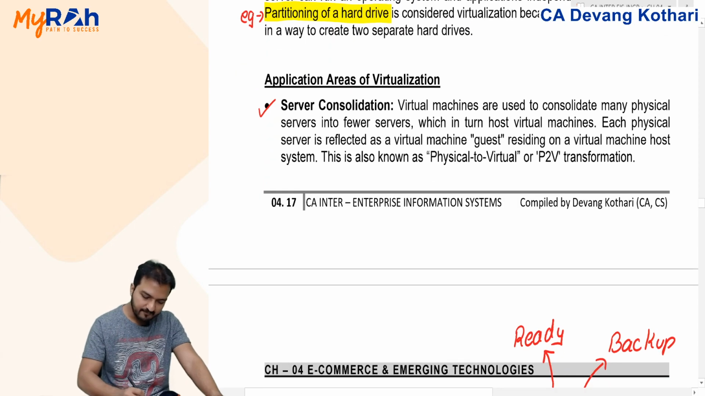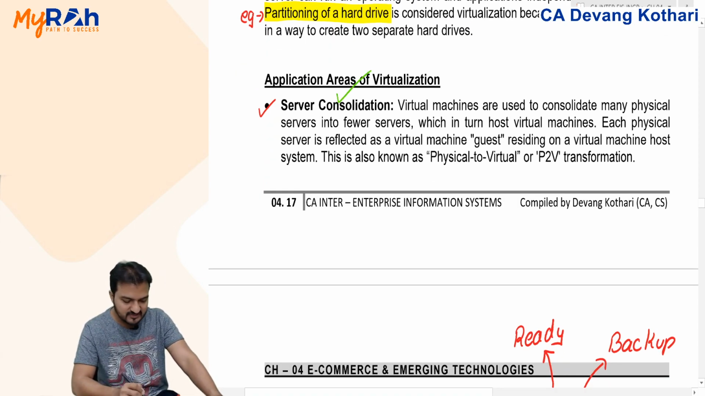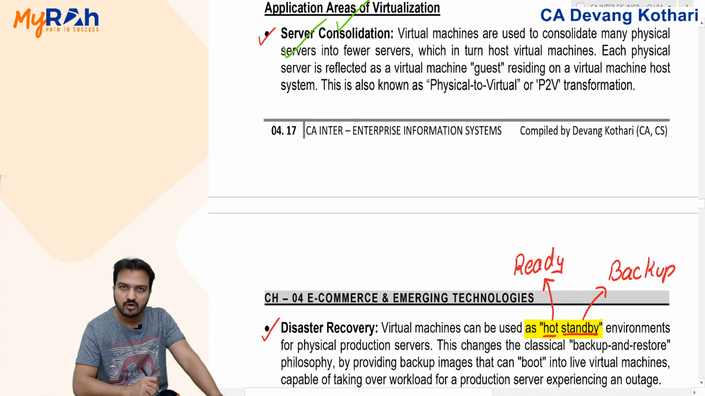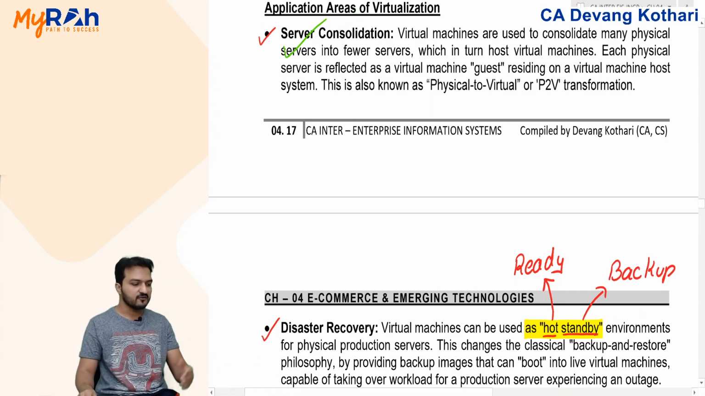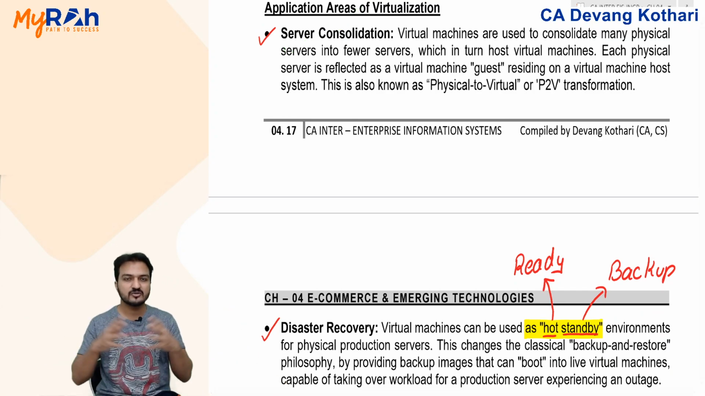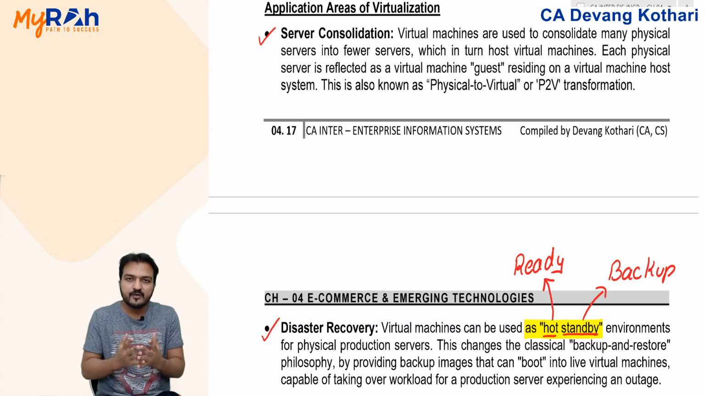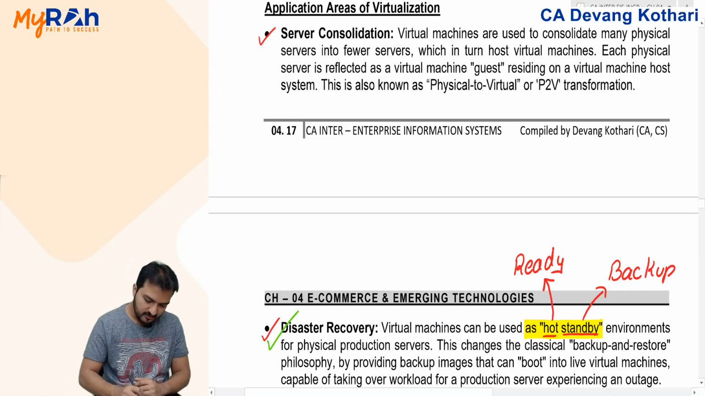Well, further, application areas of virtualization. Virtualization is used for what? Server consolidation is the example I gave. 10 different Google servers consolidated together to appear as if it is one strong, powerful server. That is server consolidation. Disaster recovery.